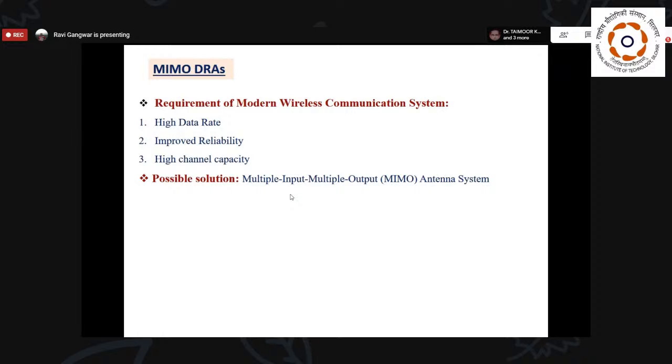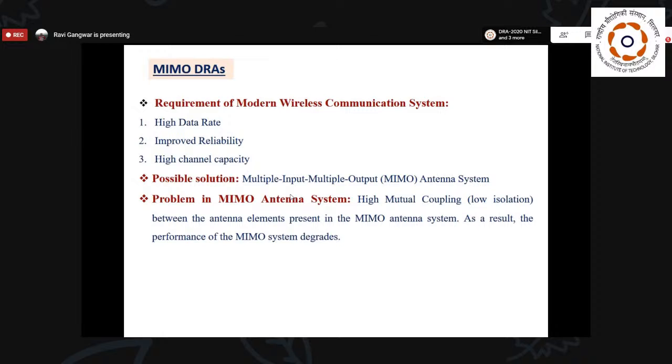But when we go for all these good things, the system has to deal with some complications, and due to those complications, we get some problems or disadvantages with this system, that is the MIMO antenna system. What is the major problem we face when we design any MIMO antenna system? The problem is high mutual coupling, or low isolation, between the antenna elements present in the MIMO system.